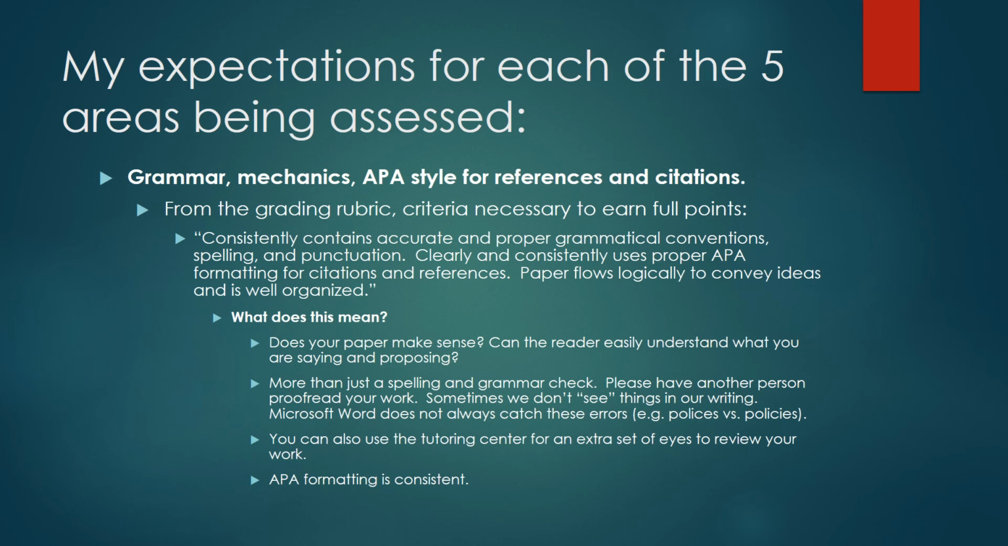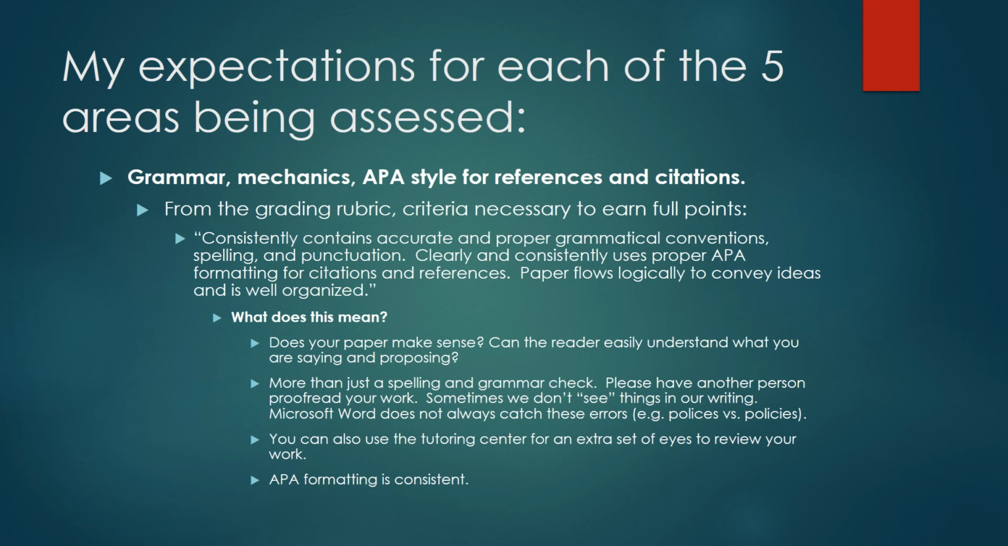So the final area on the grading rubric that I will be assessing is the grammar, mechanics, and APA style for the references and citations. From the grading rubric, the criteria necessary to earn full points, or excellent, the full 5 points, is: consistently contains accurate and proper grammatical conventions, spelling, and punctuation. Clearly and consistently uses proper APA formatting for citations and references, and the paper flows logically to convey ideas and is well organized. So what does this mean?